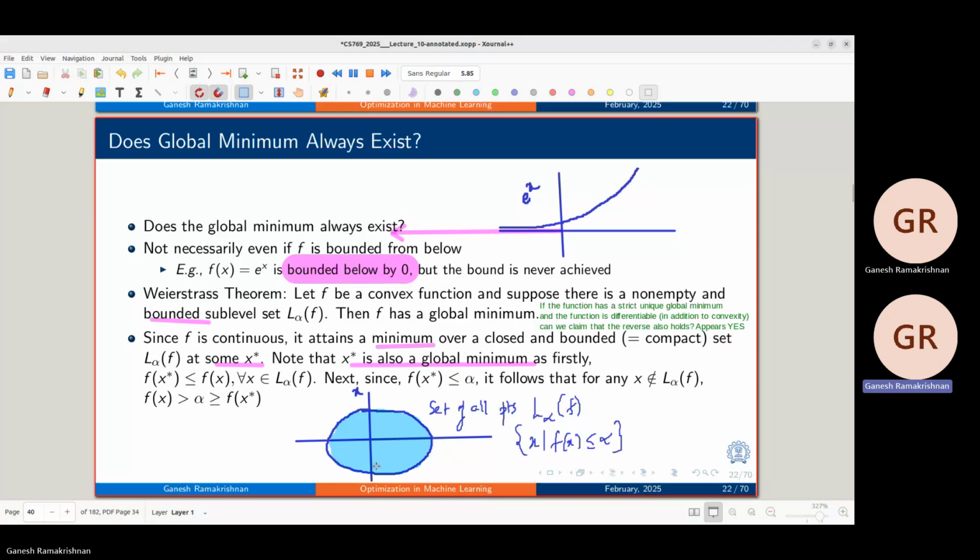Here is the pictorial depiction. This is the set L alpha of all points x such that f of x is less than or equal to alpha. So if this is bounded, then there must be a global minimum. Okay. So it doesn't always exist, but under this condition, it does. Any questions? So this was an aside. This was not to be delved into too much right now.